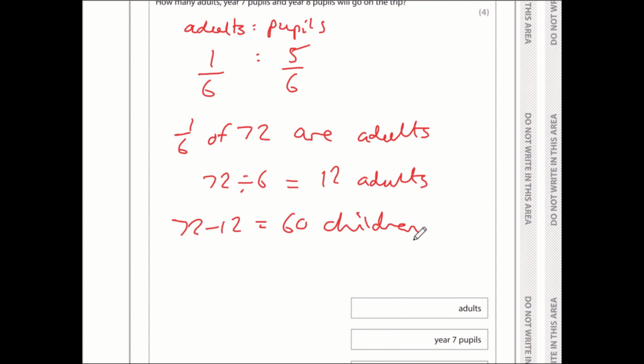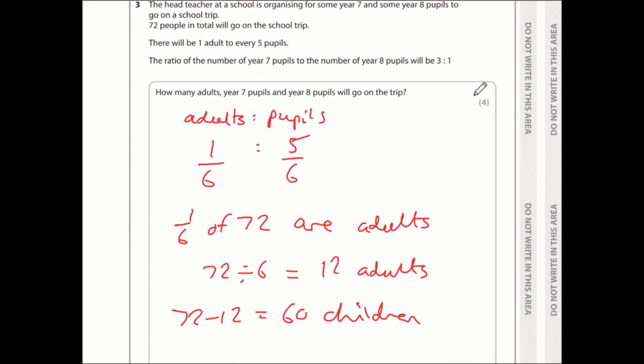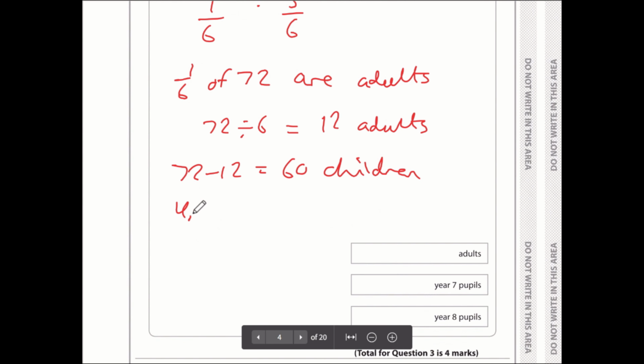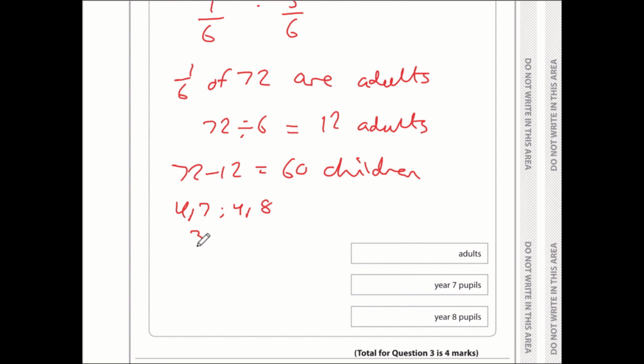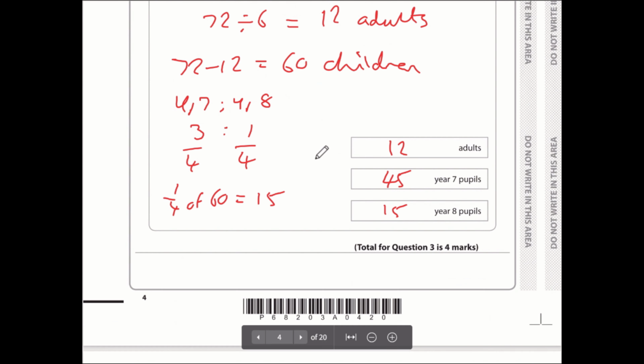We know they're broken down into years 7 and 8, and the ratio of year 7 to year 8 is 3 to 1, so that means 3/4 are in year 7 and 1/4 are in year 8. We're dealing with quarters because 3 plus 1 is 4. 1/4 of 60 is 15, so year 8 is 15, and if 1/4 is 15, then 3/4 is 3 times 15, which is 45. And the 12 adults: 45 plus 15 is 60, plus 12 is 72, which was the total we were given at the start, so we know that is correct.